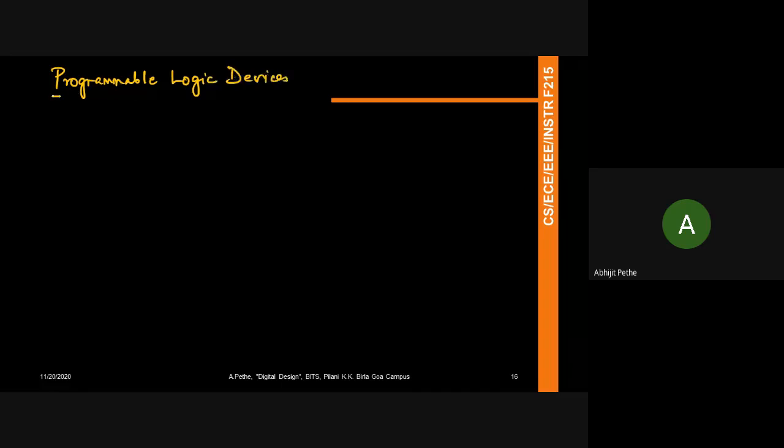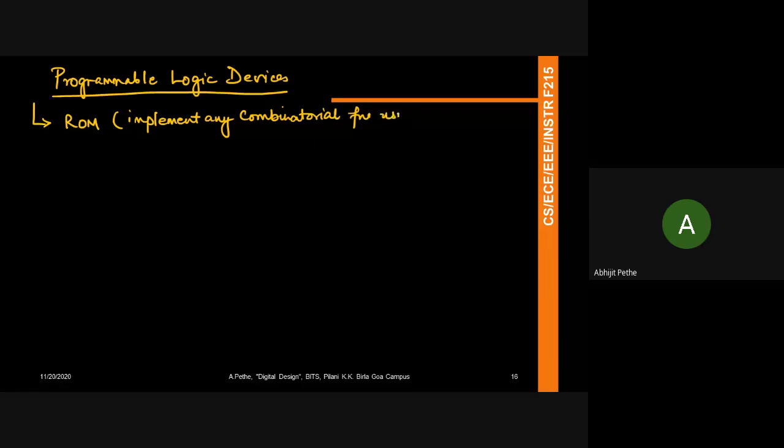So the first programmable logic device that we looked at was the ROM. If you have a ROM, you can implement any combinatorial function using the ROM. Right? And as we looked at last class, it's very simple. The number of inputs sets the number of address lines. So K is equal to the number of inputs, and they basically set the number of address lines you have on the ROM.